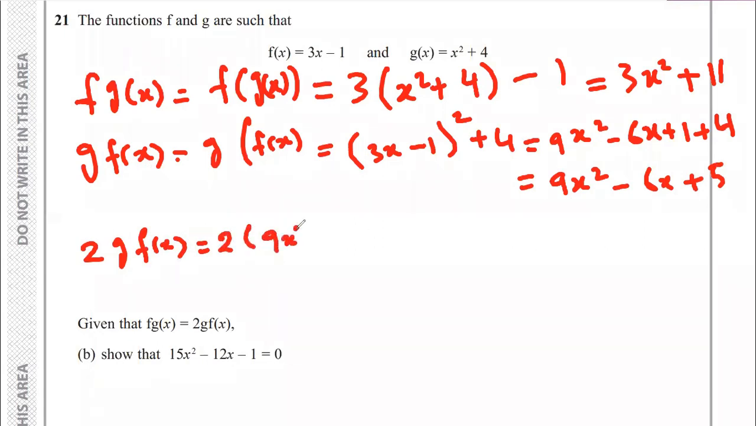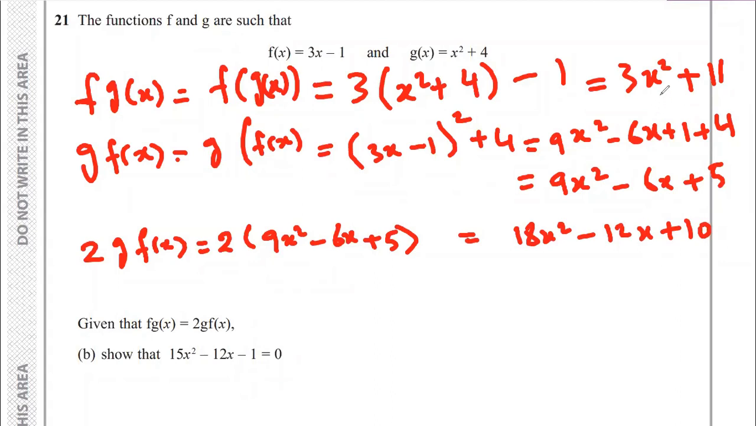Like 2 times 9x squared minus 6x plus 5, I will get 18x squared minus 12x plus 10. And we are going to set this equal to that. Is that right? Yeah. So basically, we are going to set these two equal to each other. So I will write 18x squared minus 12x plus 10 is equal to 3x squared minus 11.